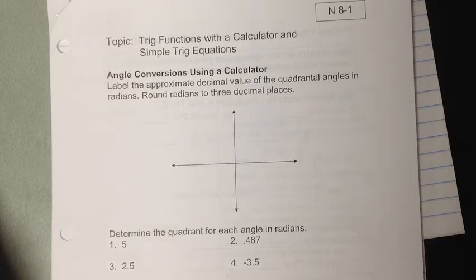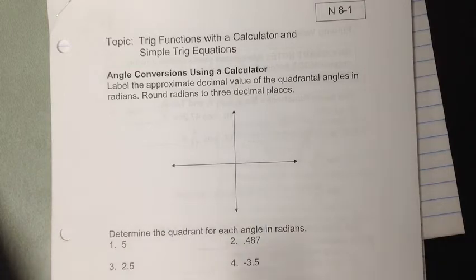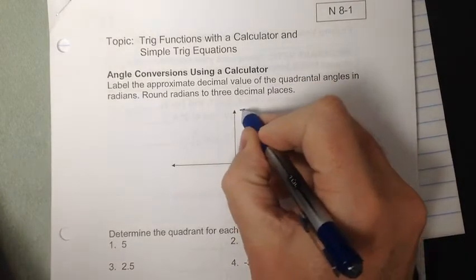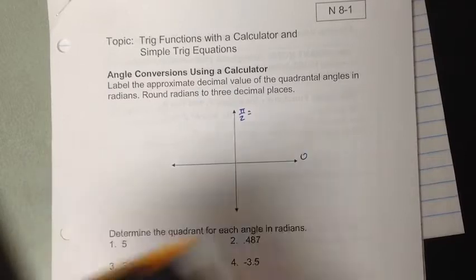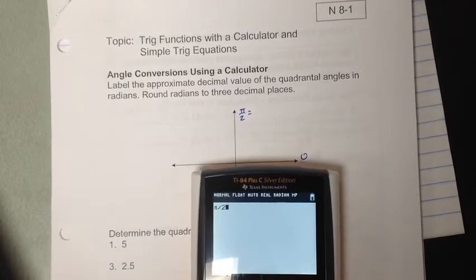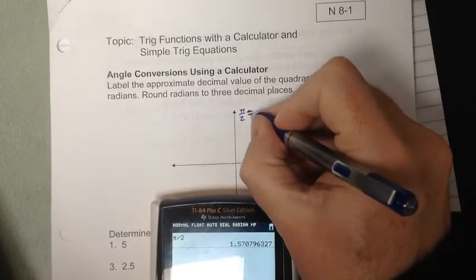So instead of putting it in terms of pi, when we go from degrees to radians here, we're going to use a decimal instead. So label the approximate decimal value of the quadrantal angles in radians, round radians to 3 decimal places. So I have 0 radians here. I have pi halves radians here. My calculator, I'm going to do pi divided by 2, and I get 1.571 approximately.